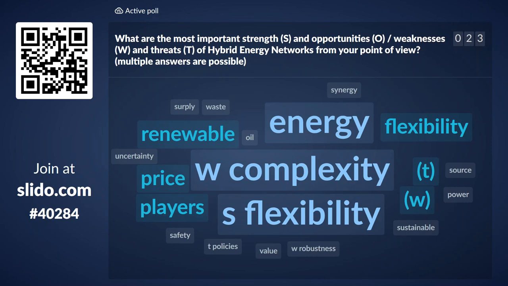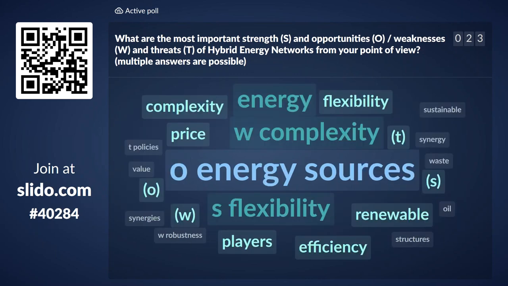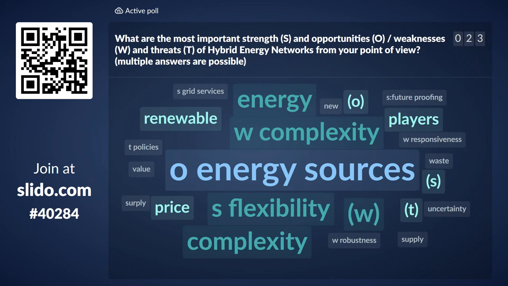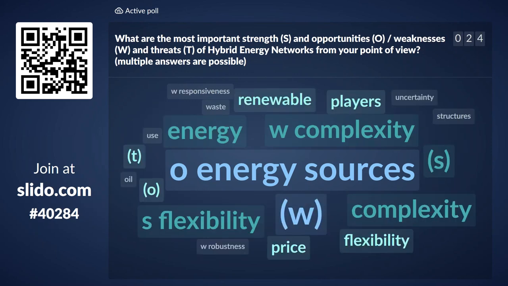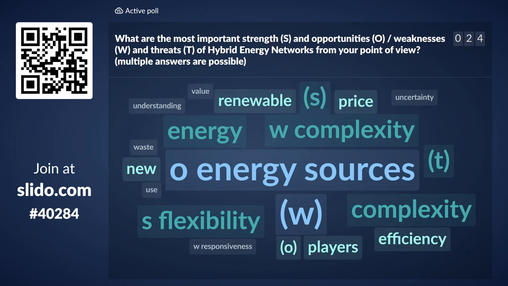Okay. Let's wait. I'm going to wait another minute. Opportunities, energy sources. I interpret this one as new energy sources for the district heating network to have more energy supply options and a higher diversity of district heating supply chances. Structures, uncertainty, energy sources is one of the most dominating things as an opportunity. Wonderful. Complexity is appearing twice as well. Flexibility as a challenge or as a weakness. New players are coming in here as an opportunity. Efficiency, we had this already. Perfect.